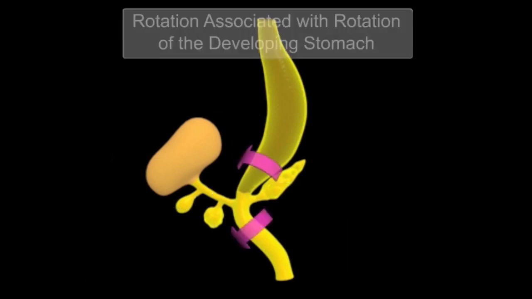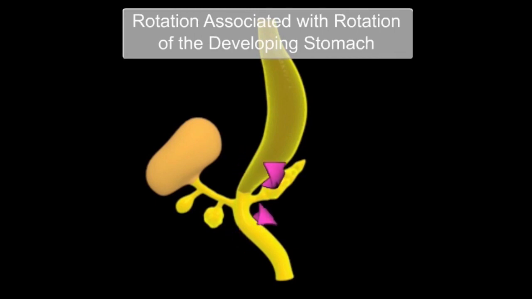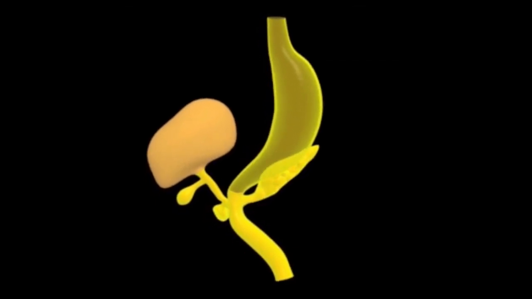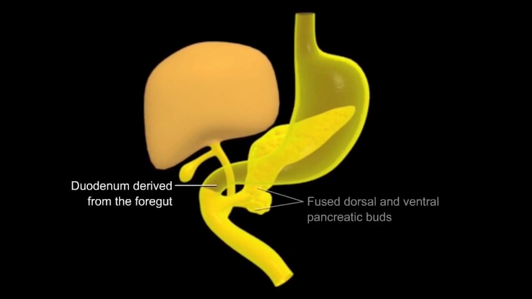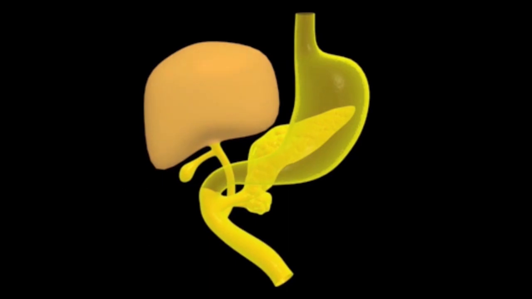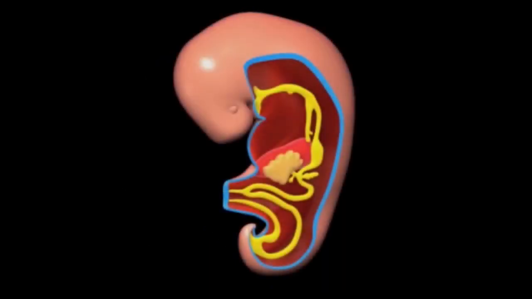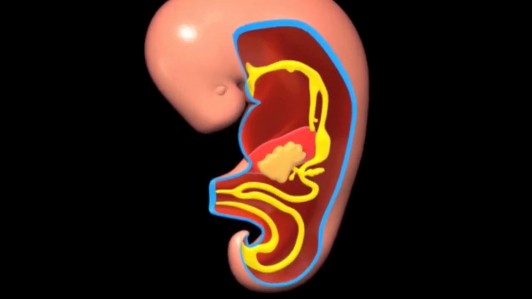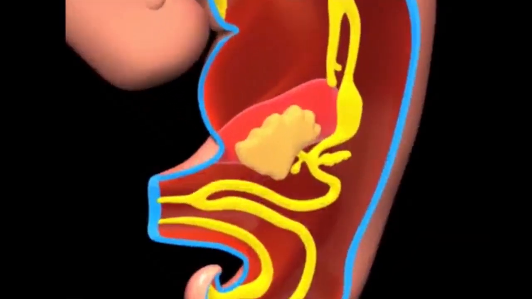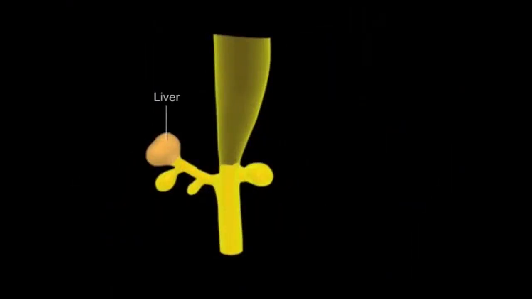As the C-shaped duodenum rotates to the right, the ventral pancreatic bud is carried dorsally with the bile duct. The ventral pancreatic bud fuses with the dorsal pancreatic bud. The ventral pancreatic bud forms the uncinate process and part of the head of the pancreas. The rest of the head of the pancreas, body and tail, are derived from the dorsal pancreatic bud.